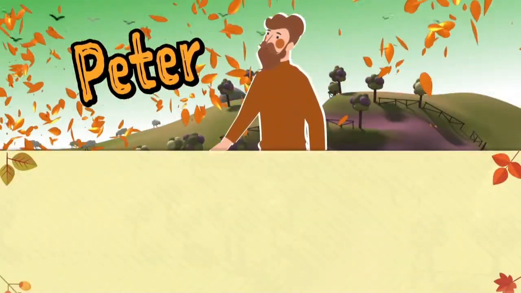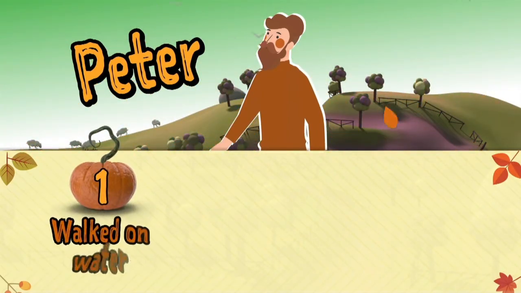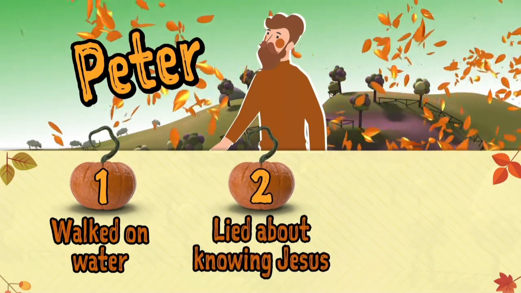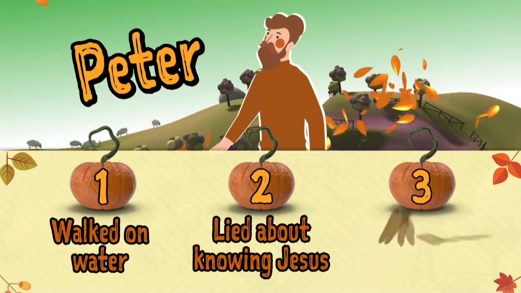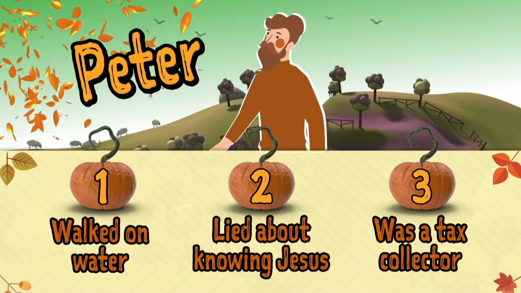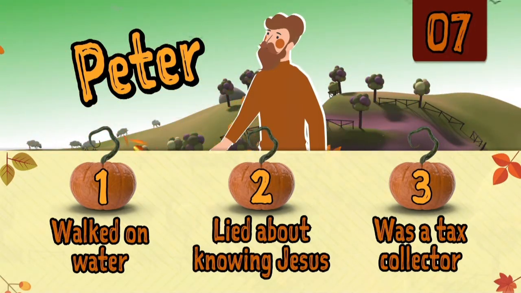Peter is our next Bible character. Now, which of these is not true about Peter? One, Peter walked on water. Two, Peter lied about knowing Jesus. Three, Peter was a tax collector. So what do you think? Which of these pumpkins is not telling the truth?